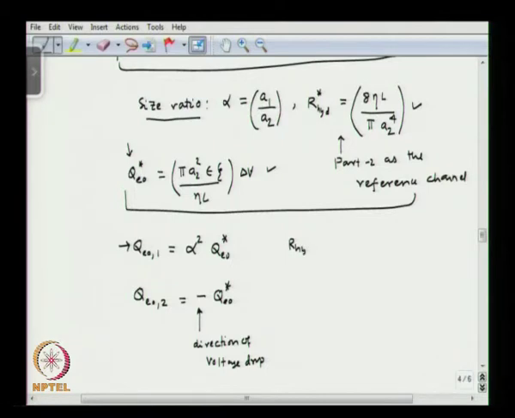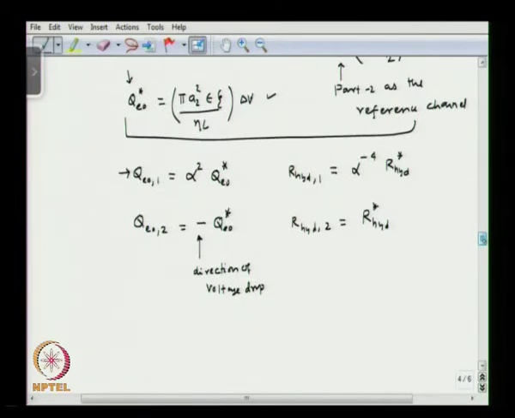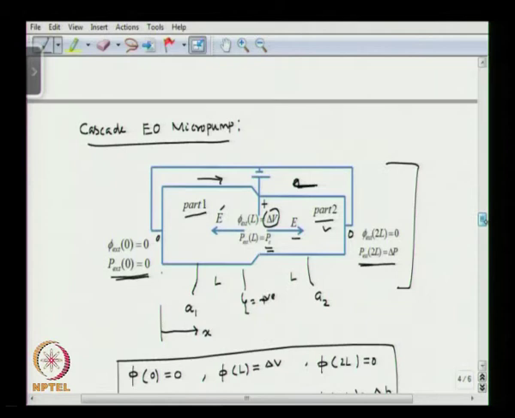So, R hydraulic 1, the hydraulic resistance of channel 1, can be written as alpha to the power minus 4 into R hydraulic star, and hydraulic resistance of channel 2 will be R hydraulic star, okay. So you can write this. Now, if you do mass conservation, since it is a continuous channel, two channels in series, mass conservation has to be satisfied, okay.